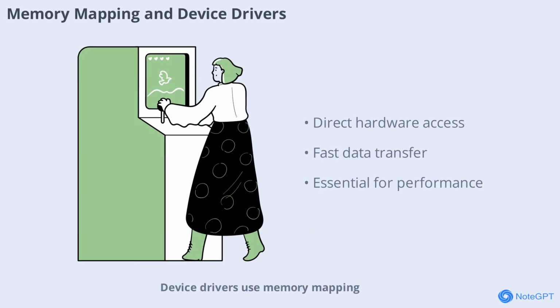Device drivers use memory mapping to interact with hardware components efficiently. By mapping device registers and buffers into memory, drivers can send commands and receive data quickly. This approach is essential for achieving high performance in everything from graphics cards to storage devices.